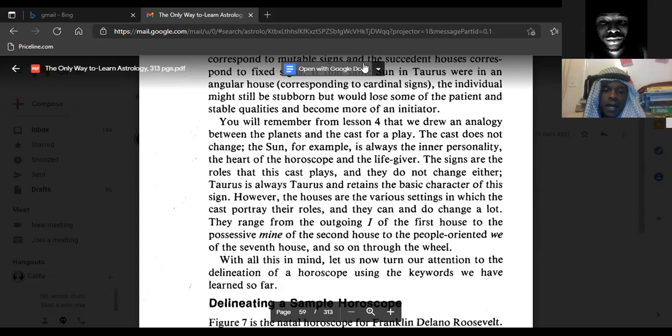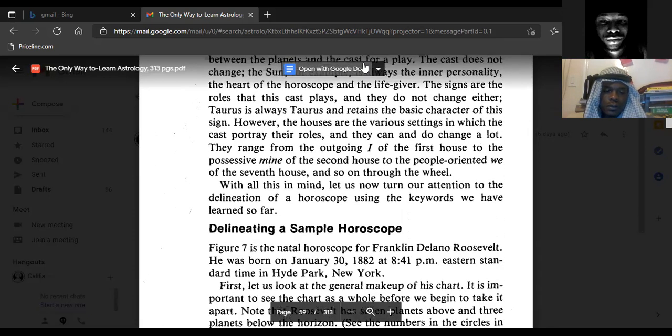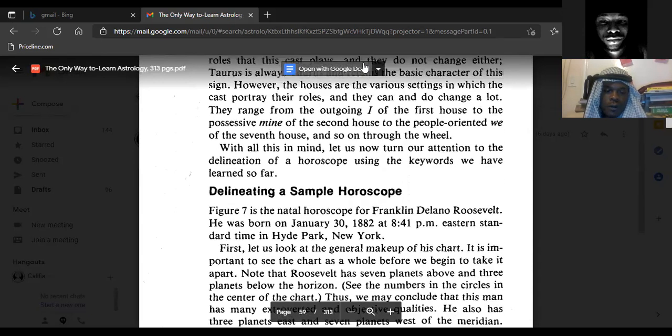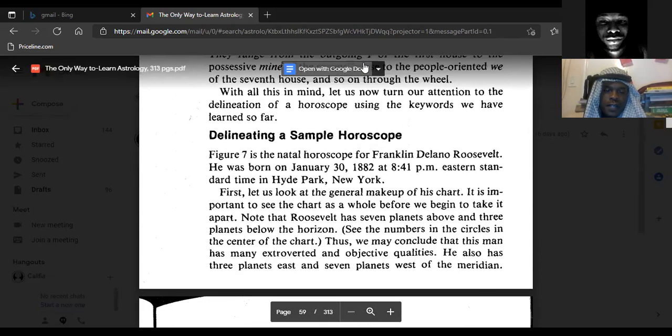With all this in mind, let us now turn our attention to the delineation of a horoscope using key words we have learned thus far. Delineating a sample horoscope. Figure 7 is the natal chart for Franklin Delano Roosevelt. He was born on January 30th, 1882 at 8:41 p.m. Eastern Standard Time in Hyde Park, New York.